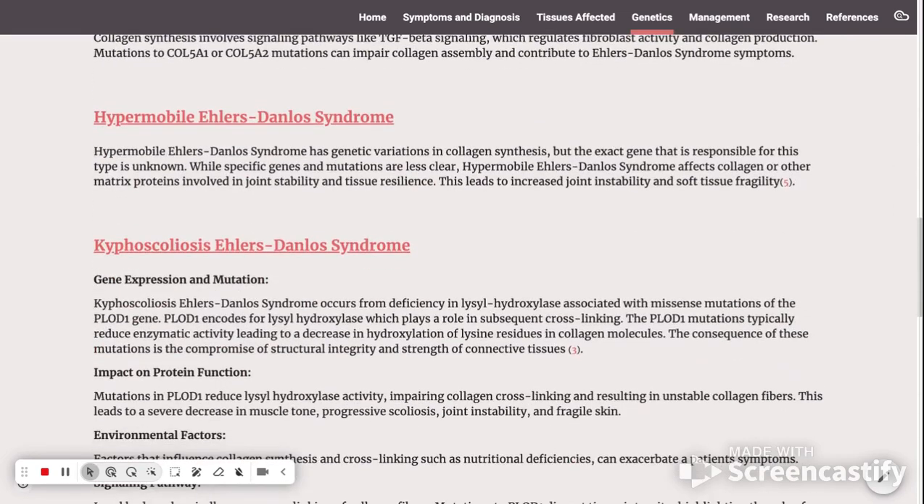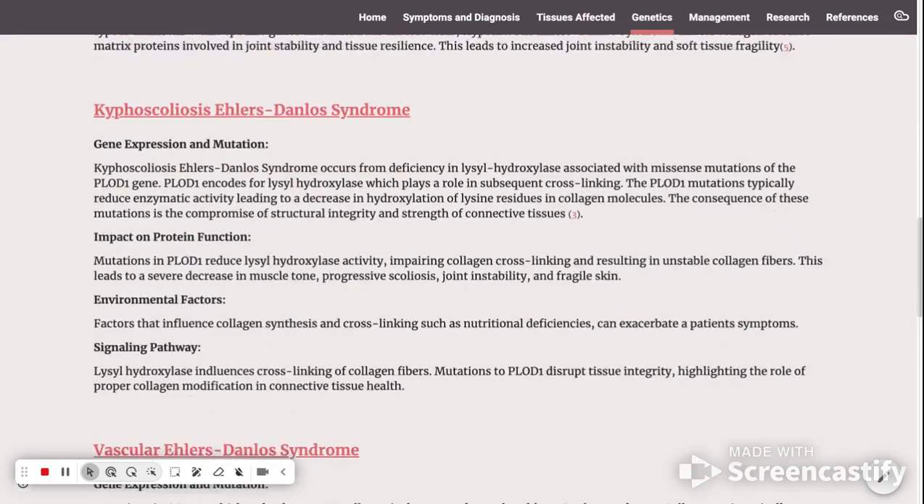So for hypermobile, there currently is not a known gene that causes hypermobile Ehlers-Danlos syndrome. There's speculation, and due to the symptoms present, researchers can conclude that it is a gene in collagen synthesis, but exactly which gene is still unknown.